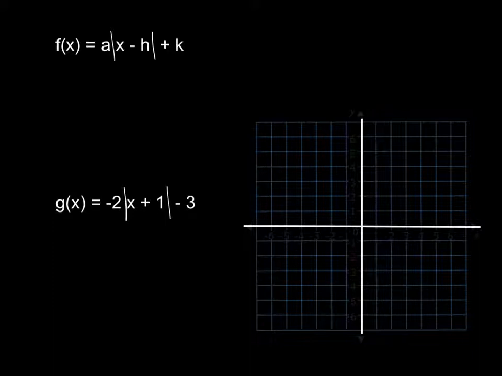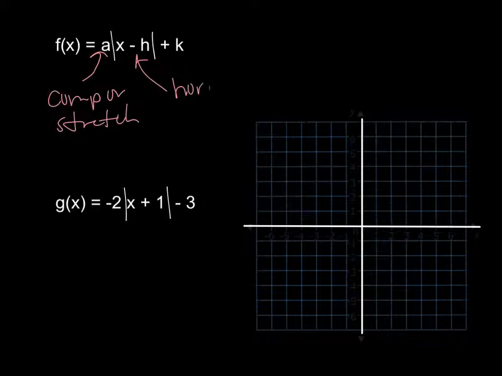Okay, so we're going to generalize now. We have a few things that are happening. A value in front of the graph is a compression or a stretch. A value that's inside the absolute value with the x is a horizontal shift. And you need to think opposite. And we'll talk about that in just a moment. And then the number that's outside the absolute value is a vertical shift.